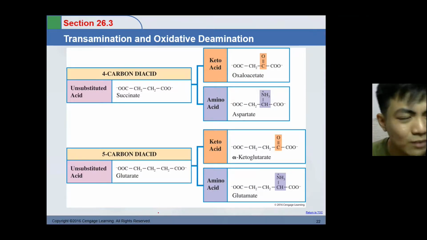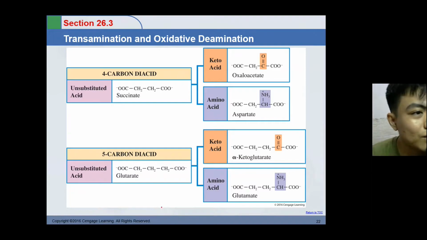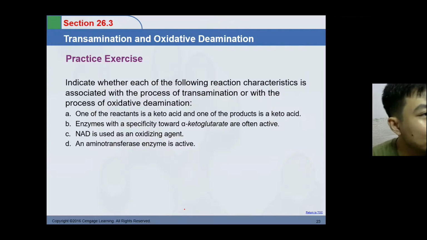So let's take a look into this, no? So for example, you have a 4-carbon diacid na reactant, no? Pwede tayo dyan makagawa ng oxaloacetate which can be used in Krebs cycle, okay? And amino acids such as aspartate. Kapag 5-carbon naman yung diacid mo such as glutarate, okay? Pwede ka makagawa ng alpha-ketoglutarate o kaya ng glutamate, okay? So yan. So let's have some exercise, no?